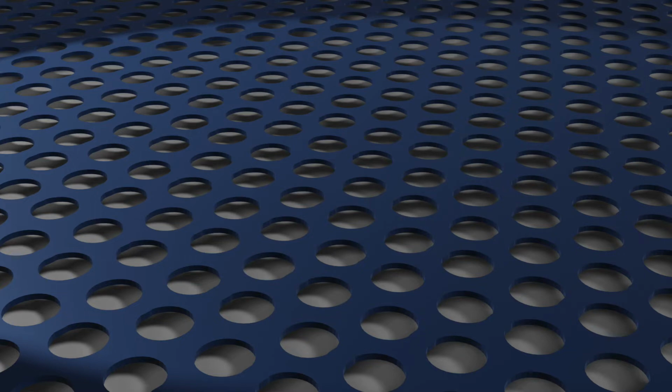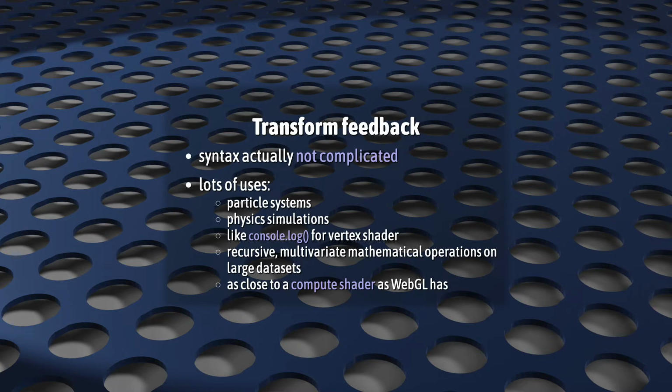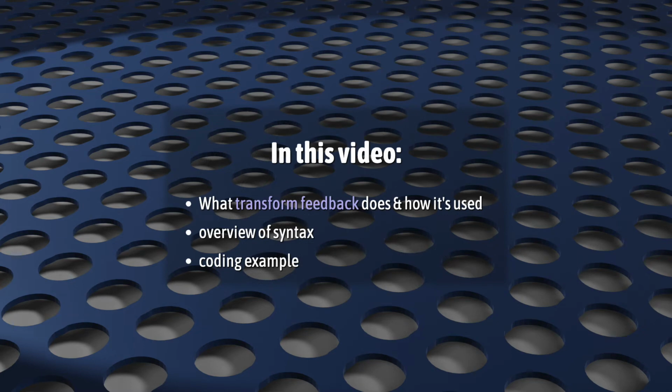And that's too bad because, weirdly, transform feedback syntax and usage actually isn't that complicated at all. And it's an incredibly powerful tool that has a lot of uses beyond particle systems and physics sims. It's just that there aren't many places that explain them in isolation so that you can learn about just transform feedback. So that's what this video is about.